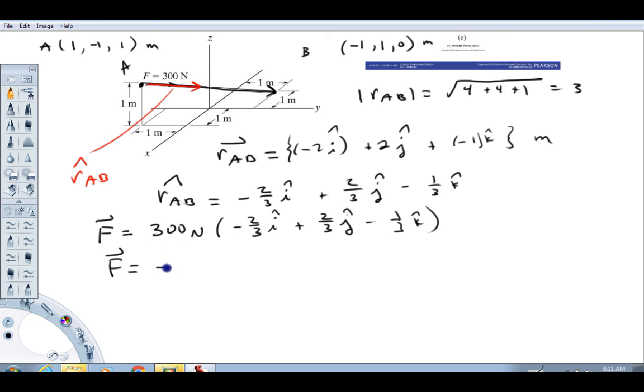Let's see here. I believe that term is going to be minus 200 newtons i. I'm going to put minus 200i, and I'll put the units later. That's going to be plus 200j. And then that's looking like minus 100k. And again, these are in newtons. So here is our force vector written in Cartesian form, or in unit vector form: minus 200i plus 200j minus 100k. I hope this video helps demonstrate how to give a force vector a direction.